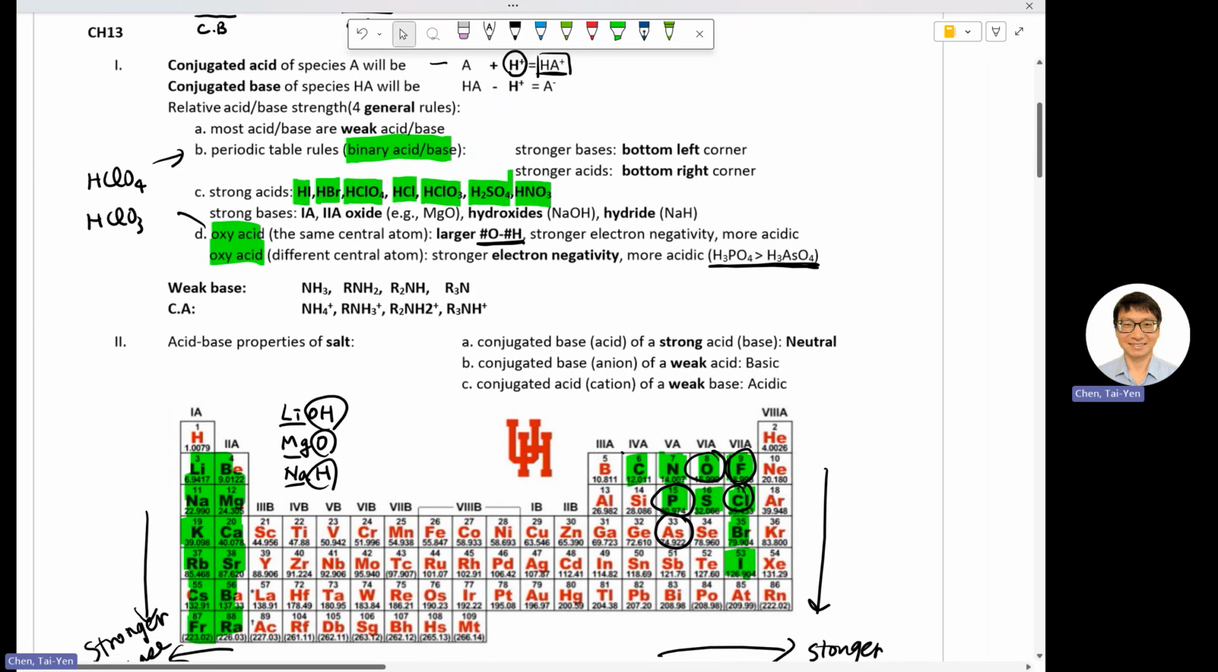Okay, any question about these 4 rules? You good? Okay.